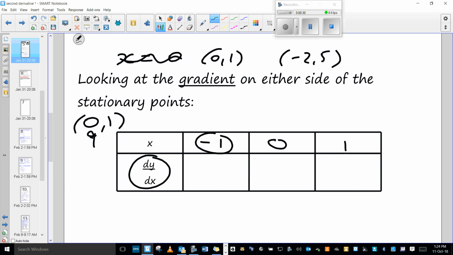Why do we look at dy/dx? What does that tell us about? The gradient. Okay.